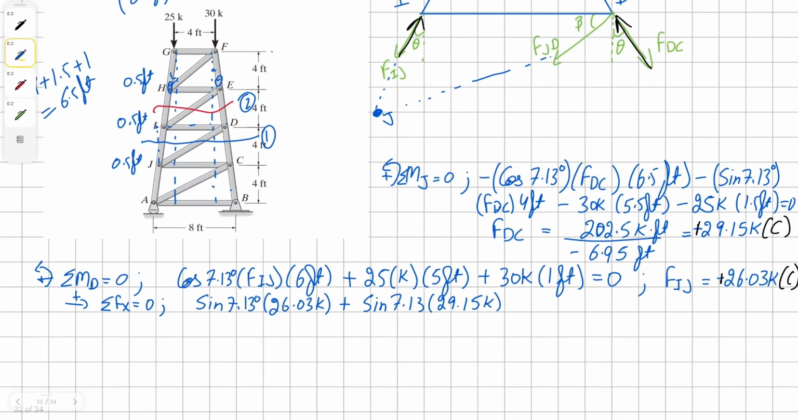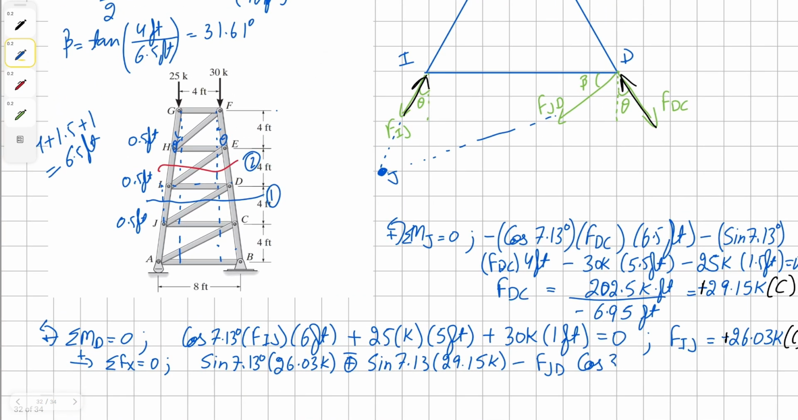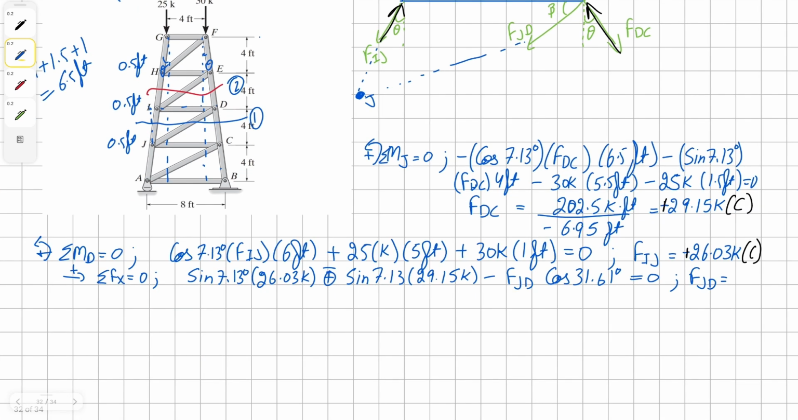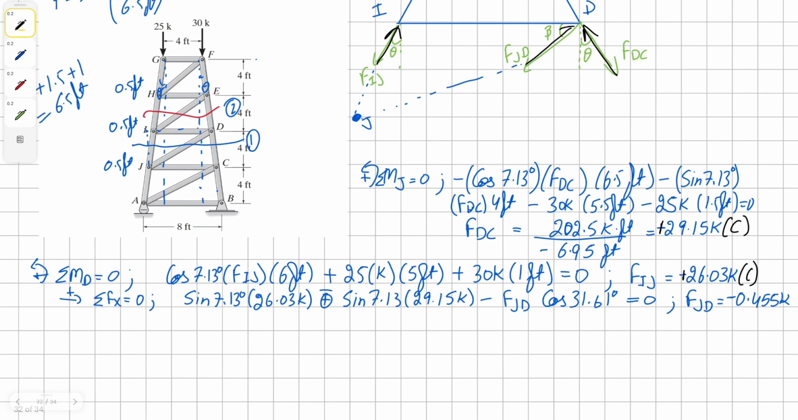And then finally we have the horizontal component of force JD, which is going to be cos 31.61 degrees, all equals to 0. And we get a solution for JD as negative 0.455K. As you know, if we got our solution in negative, this means we assumed our vector in the wrong direction. Switching it over gives us a positive solution, and this also tells us that our member is in compression.